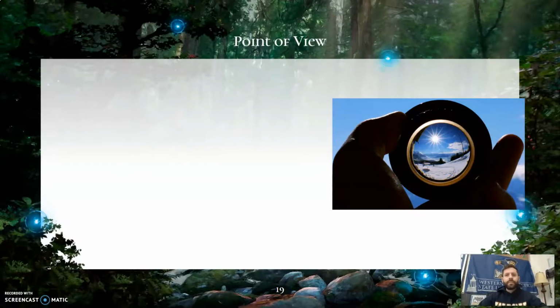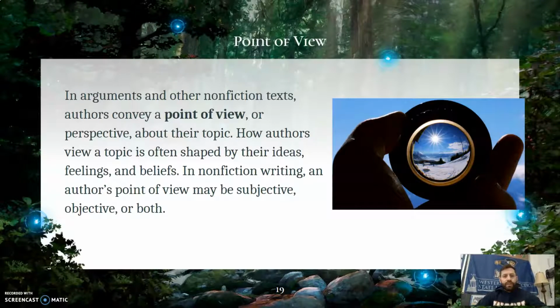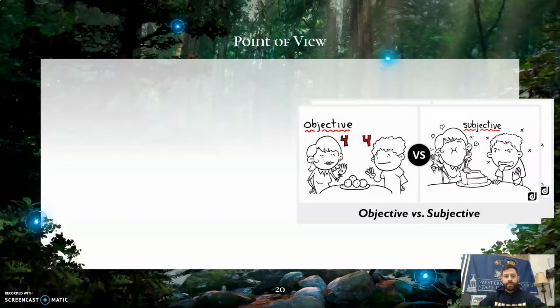Point of view. In arguments and other nonfiction texts, authors convey a point of view or perspective about their topic. How authors view this topic is often shaped by their ideas, feelings, and their beliefs. In nonfiction writing, an author's point of view may be subjective, objective, or going back and forth between the two. You're going to see both in the article today.